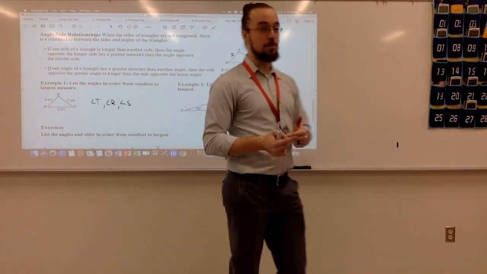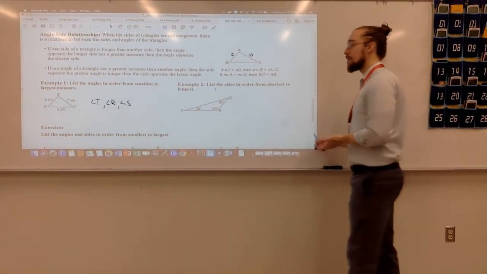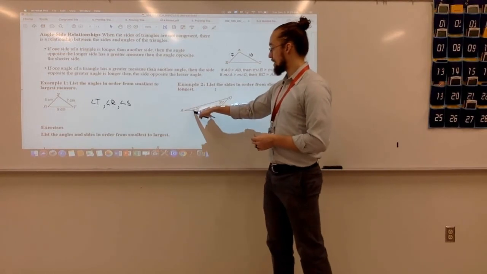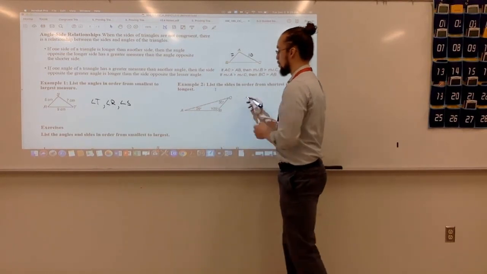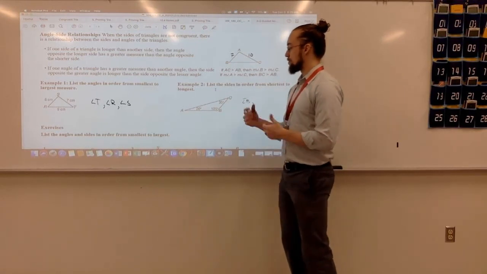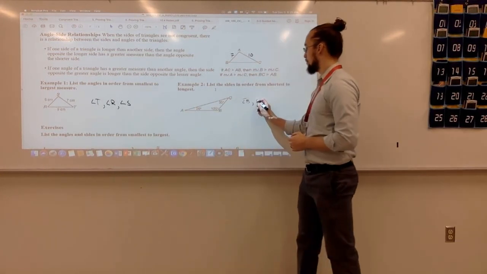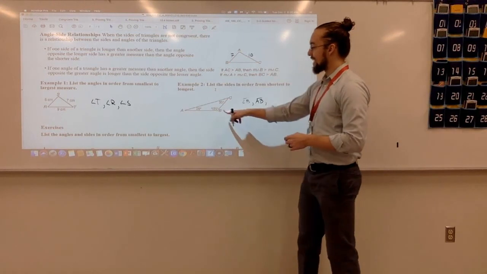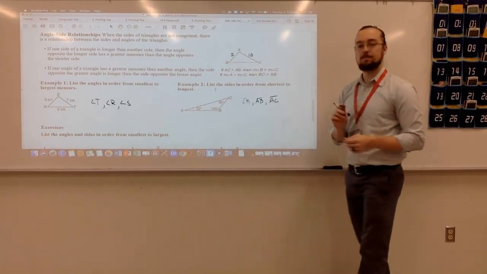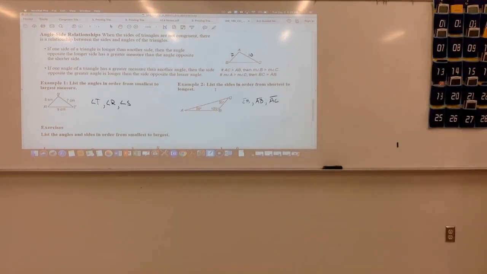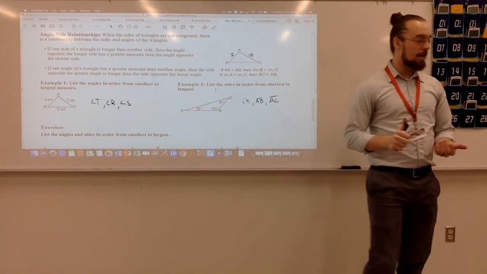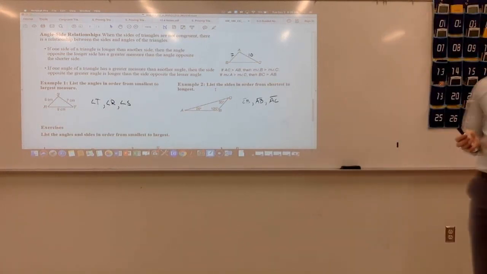So then we can use the same logic if we're given the angles. The smallest side will be opposite the smallest angle. My smallest angle is angle A, so the shortest side is going to be CB. Then angle C is my next smallest angle, so AB will be the next longest side. And then angle B is the largest angle, therefore AC is the longest side. So the smallest angle is always opposite the smallest side, and the largest angle is always opposite the largest side.